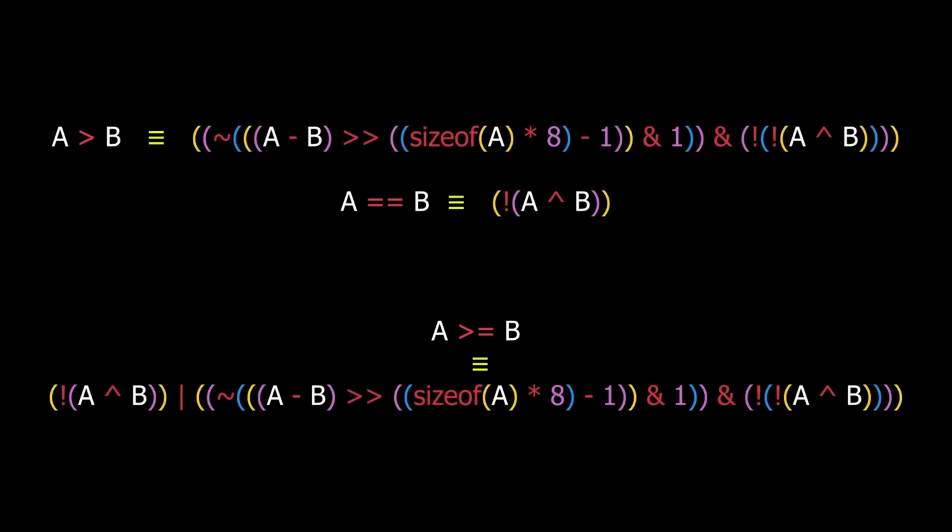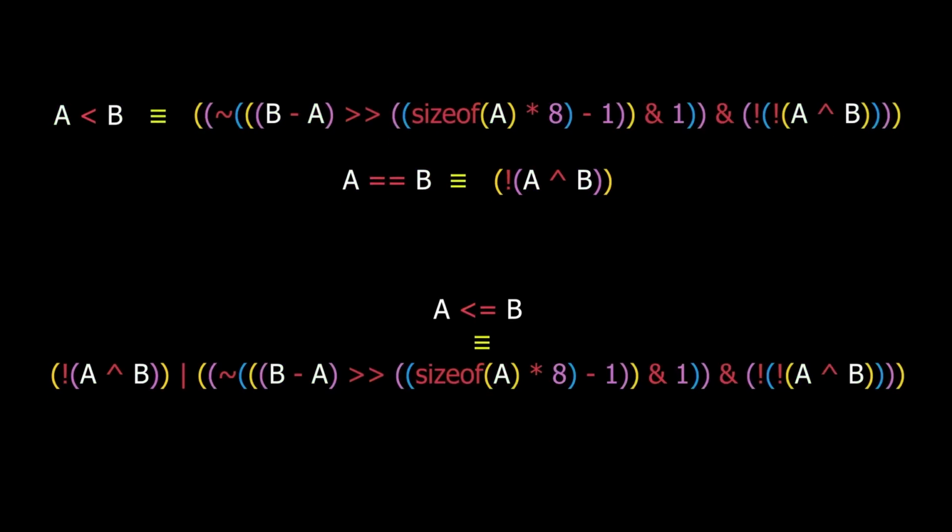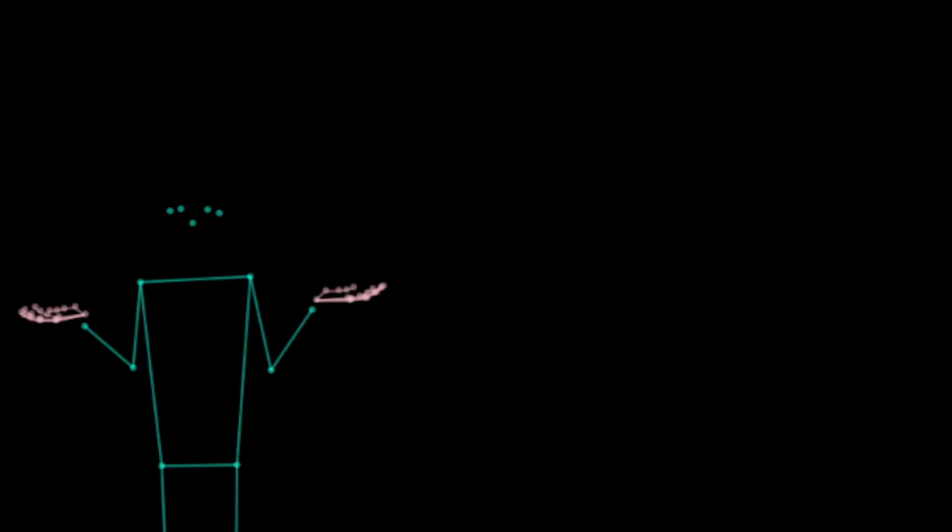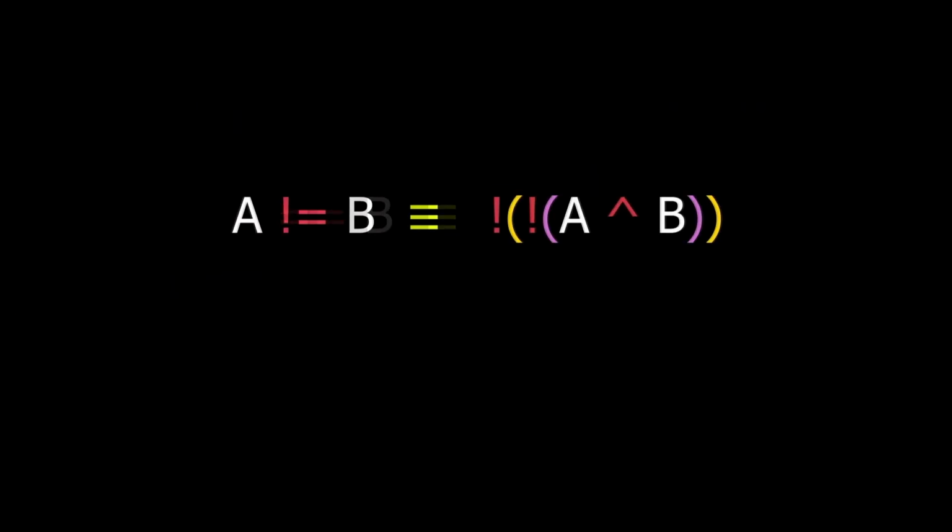Greater or equal is just a combination of greater than and equality. Less or equal is a combination of less than and equality, pretty much what their names are. Not equal is simply the opposite of equal.